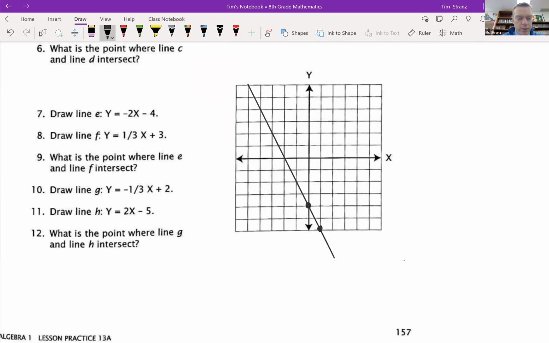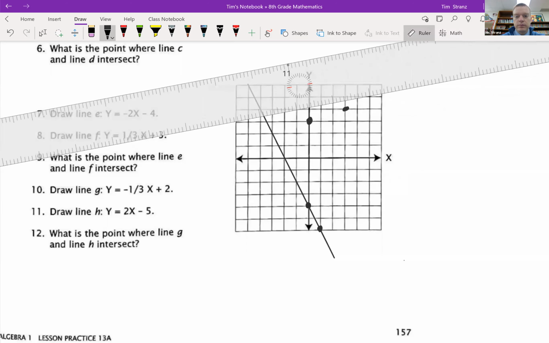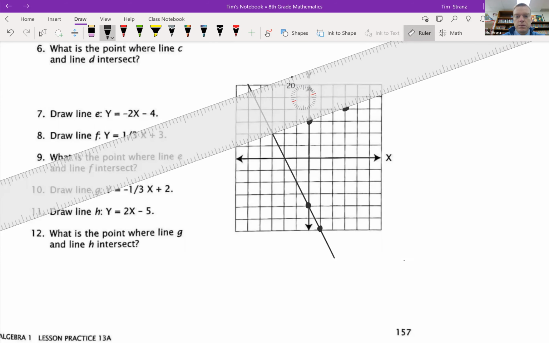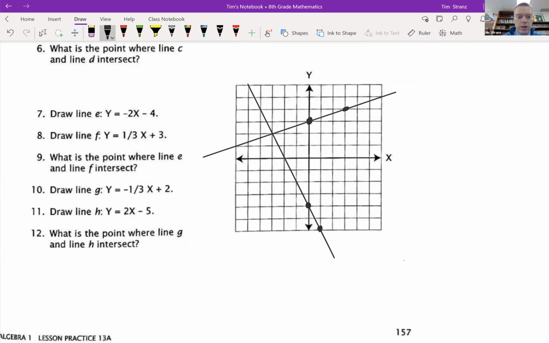My second line is y equals 1/3 x plus 3. So again, I'm going to start with my positive 3 as the y-intercept, 1, 2, 3. And then my slope is a positive 1/3, so I'm going to go up 1 over 1, 2, 3. Okay, I'm going to draw my line. There's my line. And then number 9 is asking, what is the point where line E and line F intersect?